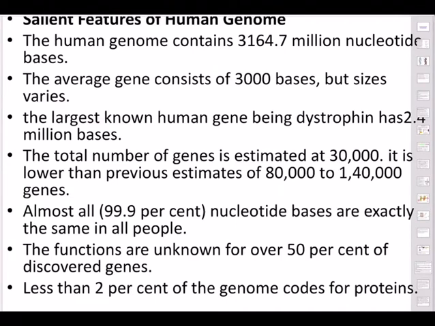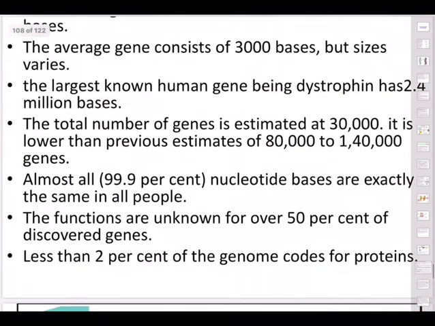So to begin with, scientists were estimating that human DNA would have 80,000 to 1,40,000 genes. Now the total number of genes is estimated to be much lesser, around 30,000. Almost all nucleotide bases are exactly the same in all people. And look at that, 99.9% of nucleotides will be the same in all human beings. The functions are unknown for over 50% of discovered genes.